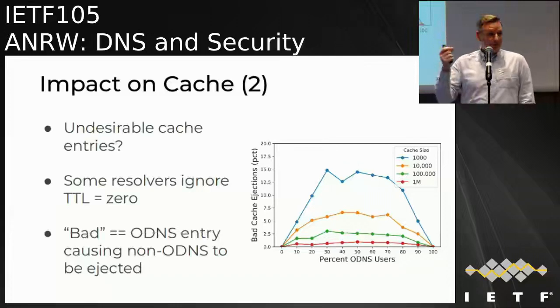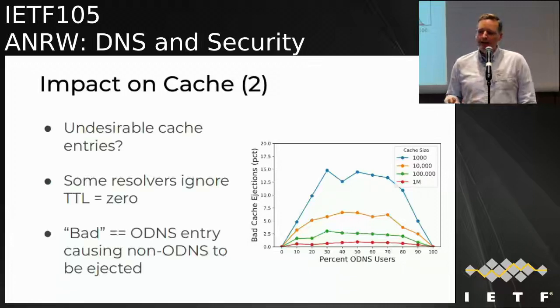You can see if you have a very small cache, something like 1,000 entries, ODNS is going to be painful. We're introducing something like 15% churn, entering these ciphertext queries into the cache, which is not ideal. But in reality, recursive resolvers have much larger caches than 1,000, and overall, we don't see it. It's not that bad.